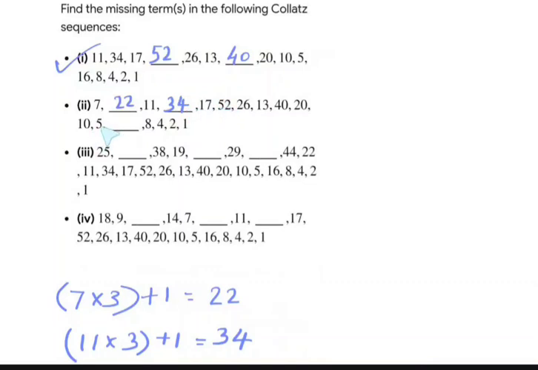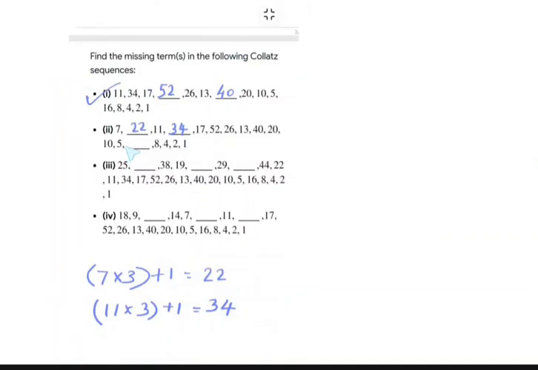Next, the missing part 5. 5 is an odd number, so we write 5 times 3 plus 1, that is 16. 16 is an even number, so divide by 2, that is 8. Clear? This is very easy.